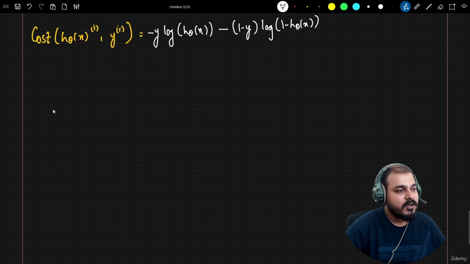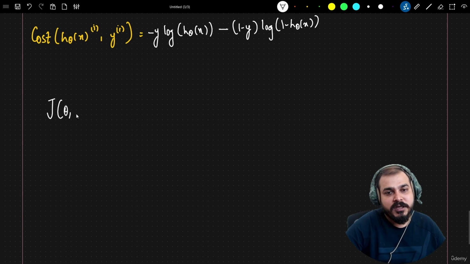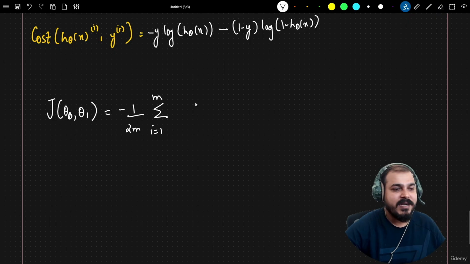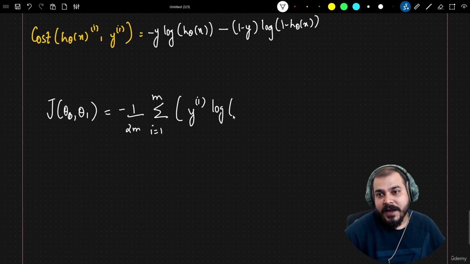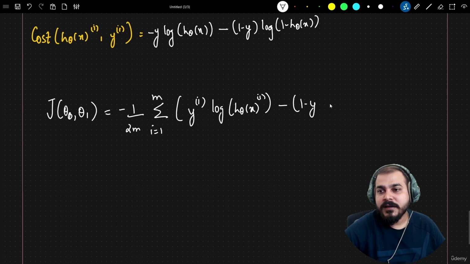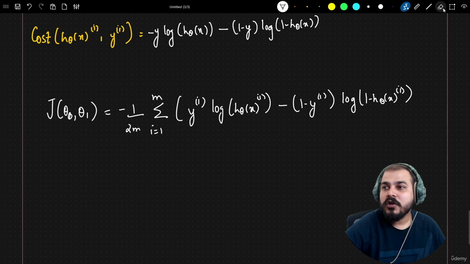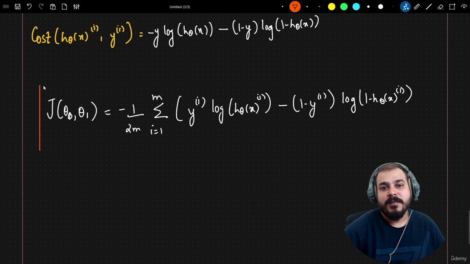So finally, my final conclusion with respect to J(theta 0, theta 1) is nothing but minus 1 by 2m, summation of i equals 1 to m. Why am I taking the minus? Because here both are minus, right? So I'm going to take this minus outside. So finally I'll be able to write y of i log h theta of x of i, plus 1 minus y of i log 1 minus h theta of x of i. So this will be my entire cost function in short.